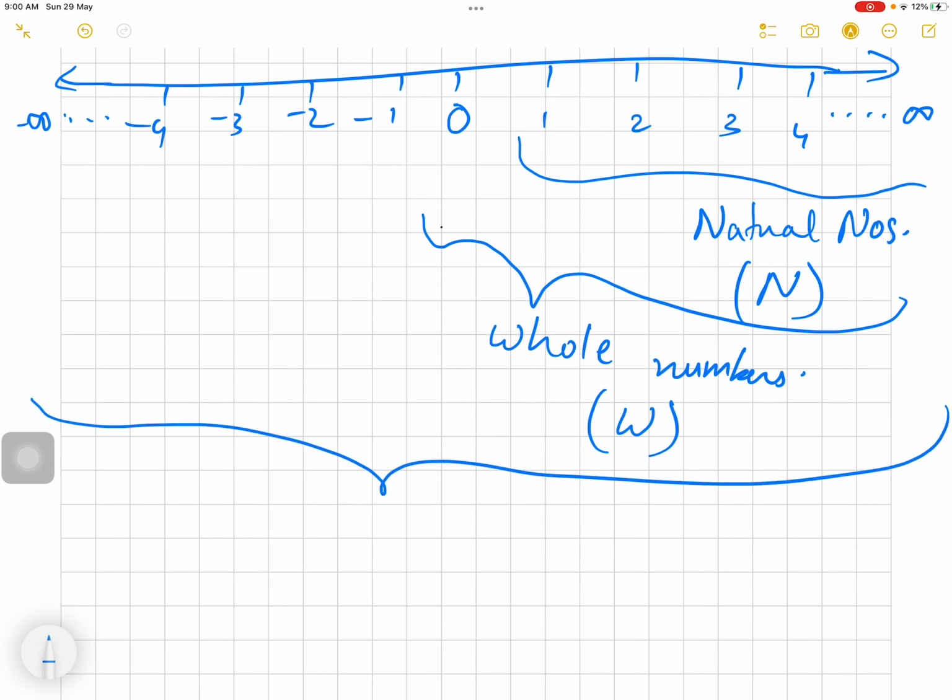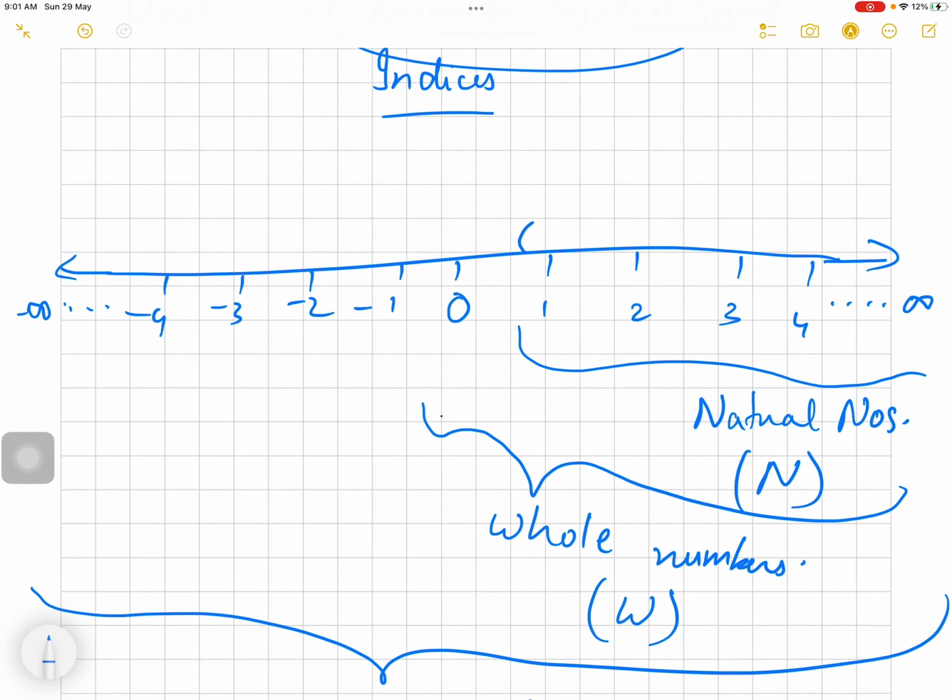The whole set, which is negative numbers, -1, -2, -3, -4 till infinity, 0, and positive numbers 1, 2, 3, 4 till infinity, are called integers, which are denoted by capital letter Z. So the set of all positive numbers and negative numbers together with 0 is called the set of integers, which is denoted by Z.